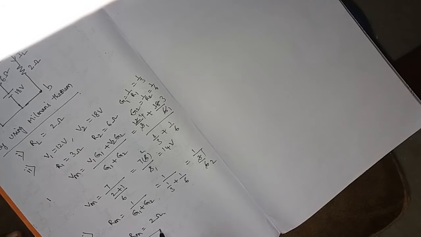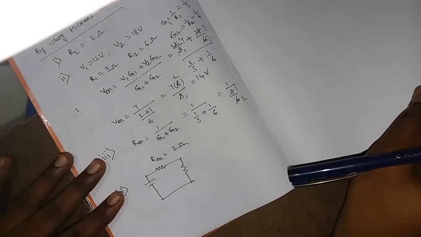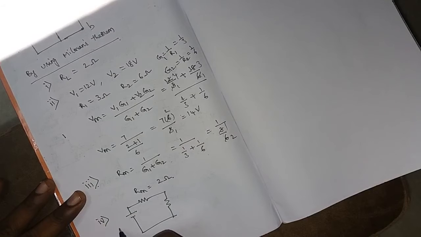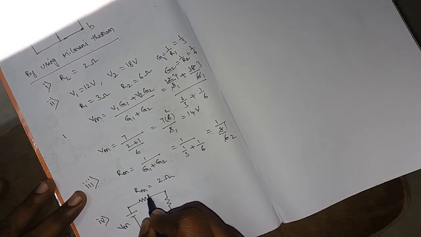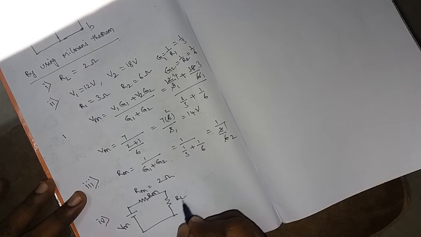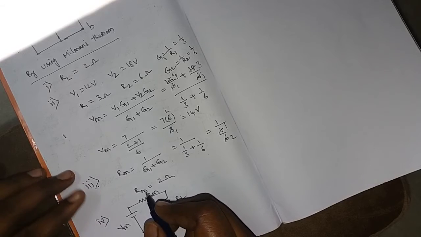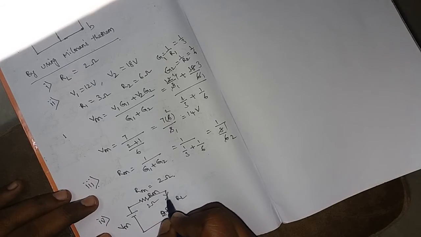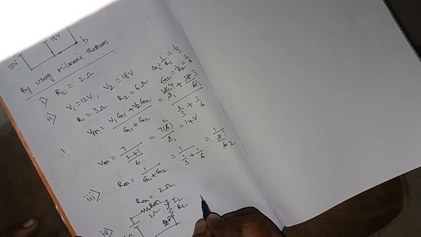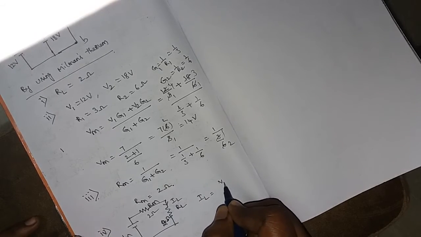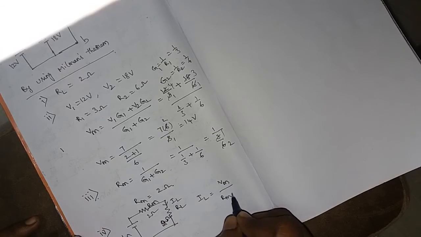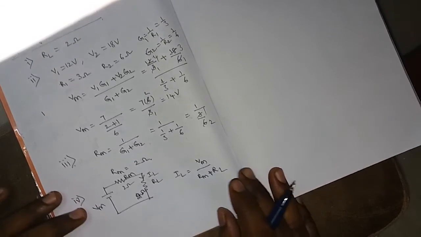Okay, now let us draw the Millman's equivalent circuit. This is Vm, Rm, RL. So here RL is 2 ohms, and Rm is 2. Yes, both are 2 only. What is IL? IL is equal to Vm by (Rm plus RL).